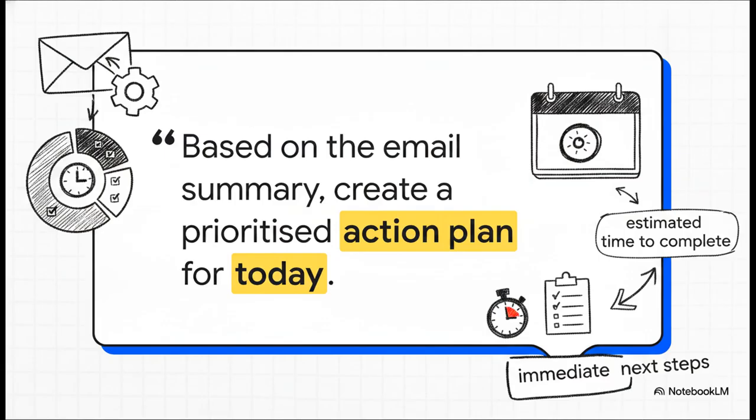This is absolutely brilliant because it forces the AI to turn passive info into actionable tasks. We're asking for the task, the reason it's a priority, the deadline, an estimated time to complete it, and the very next step. This right here is where we shift from just reading to actually doing.